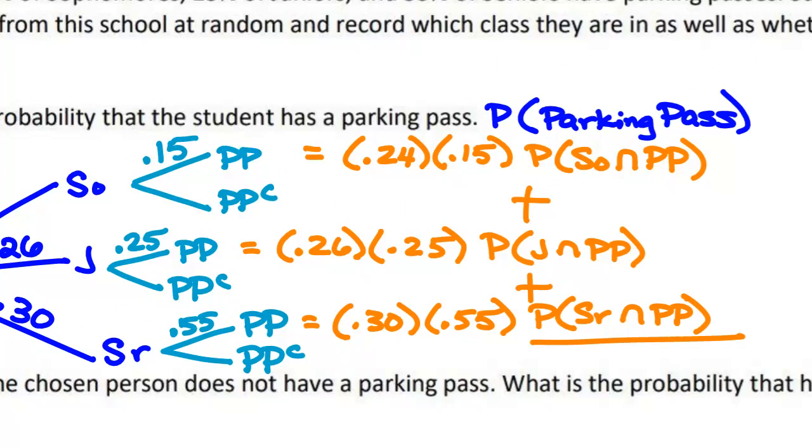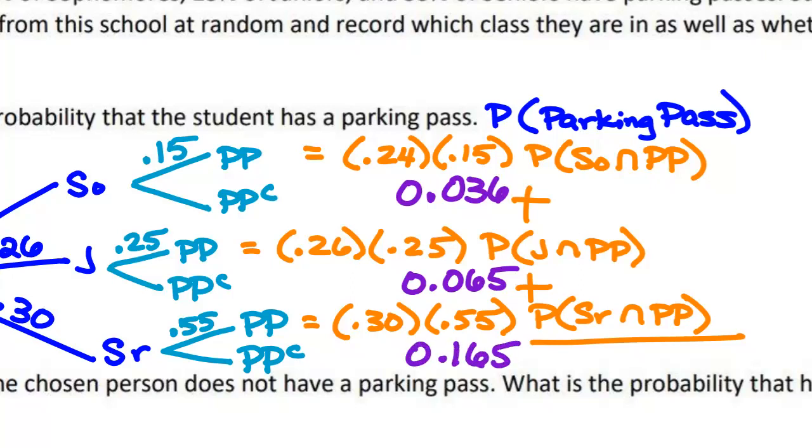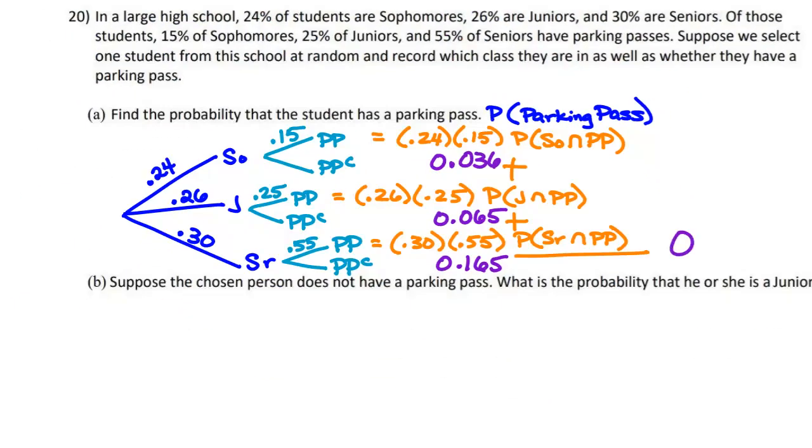0.24 times 0.15. Of course, I don't have that written down individually on my paper. I got 0.036. 0.26 times 0.25 is 0.065. And 0.30 times 0.55 gives me 0.165. So when I add those three together, I get 0.266.